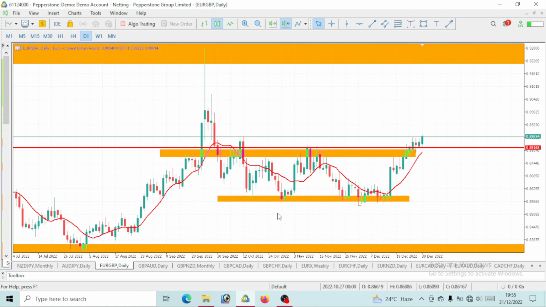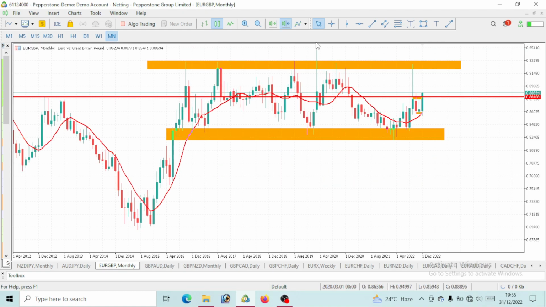So let's take a look at our GBP pairs for this week: Euro to GBP, AUD to GBP, New Zealand dollar to GBP, CAD to GBP, Swiss franc to GBP. Let's start with the Euro GBP. We would want to start with the higher time frame, guys.